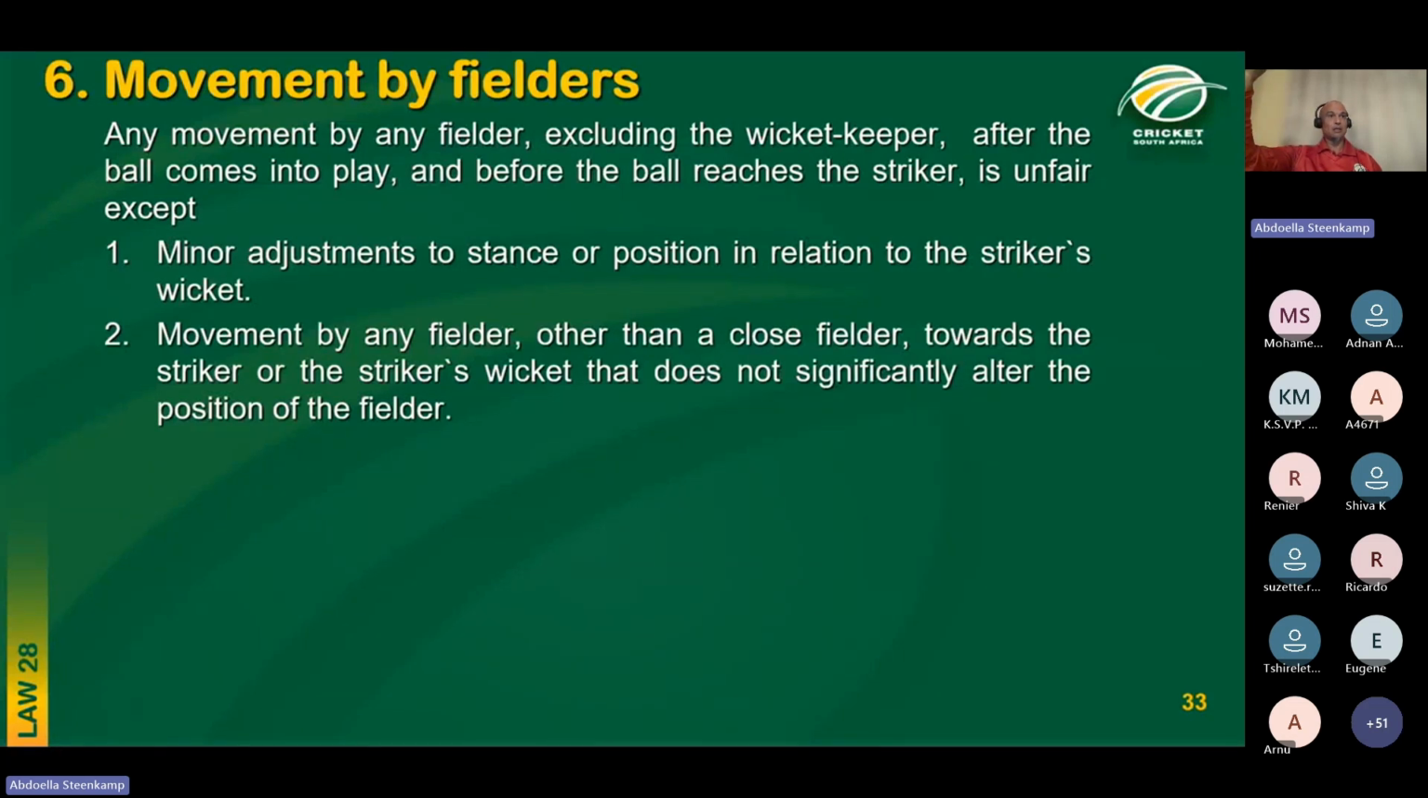You cannot, as the bowler runs in, be on the mid-off boundary, and as the bowler is running in, and when the ball gets to the striker, suddenly you're now a mid-off. That is now significantly changing your position. You move from a mid-off on the boundary to now a mid-off inside the circle. That is not allowed. That is significantly changing your position. So the law allows for movement towards the striker, but not if the fielder changes the position.